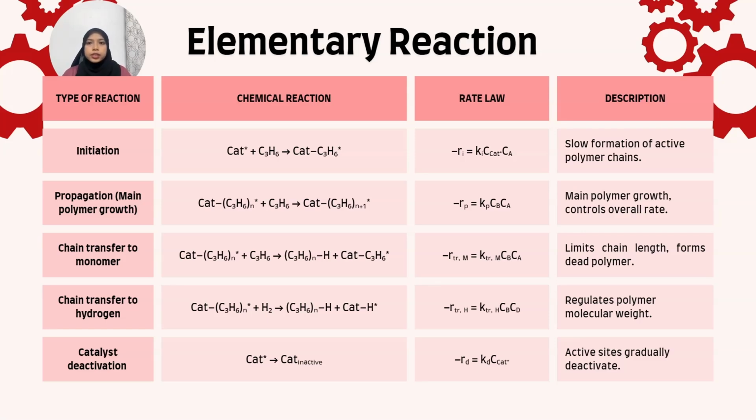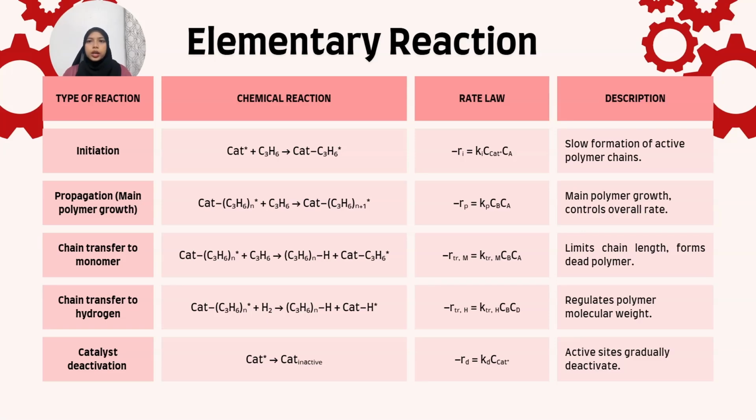Then, we have chain transfer reaction, which limits chain length. Chain transfer can occur either to monomer or to hydrogen. Chain transfer to monomer produces dead polymer and regenerates an active catalyst site, while chain transfer to hydrogen is commonly used to control molecular weight in industrial processes. Finally, catalyst deactivation occurs. Over time, active catalyst sites gradually become inactive, reducing the overall reaction rate.